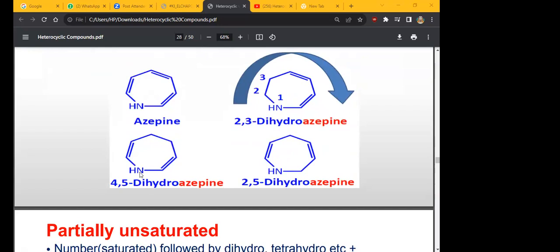Let's come here again. So if we start counting as 1, 2, 3, 4, 5. Similarly here, we want our hydrogens in the saturated carbons to have the lowest number. So our counting will follow this direction. So 1, 2, 3, 4, 5. So 4,5-dihydro because of these 2 saturated carbons here, 4,5-dihydroazepine. Similarly with this one. So 1, 2, 3, 4, 5. We have a saturated carbon here. We have another saturated carbon here. So 2,5-dihydroazepine.